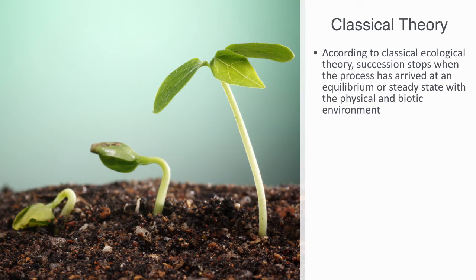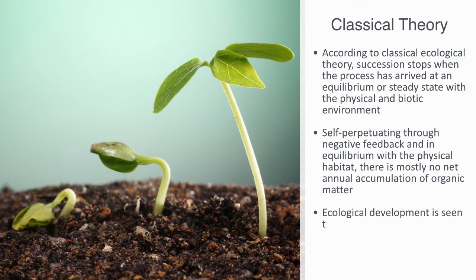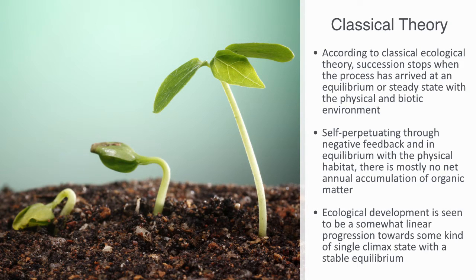It is self-perpetuating through negative feedback and in equilibrium with the physical habitat. There is mostly no net annual accumulation of organic matter in a climax community. The annual production and use of energy is balanced in such a community. Implicit in this model of classical ecology is that ecological development is seen to be a somewhat linear progression towards some new kind of single climax state with a stable equilibrium.